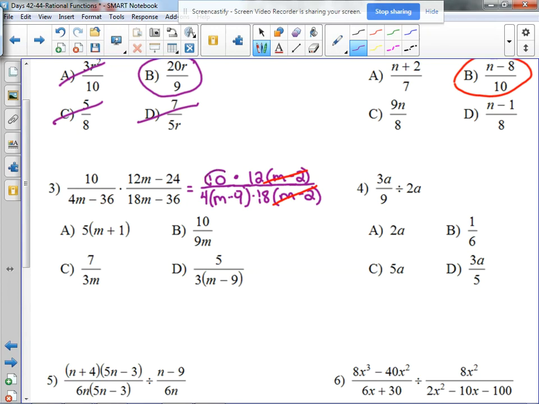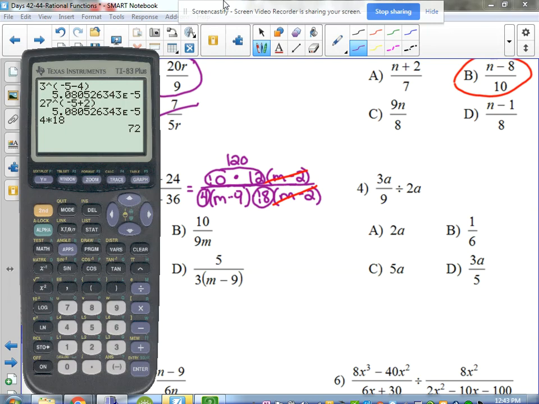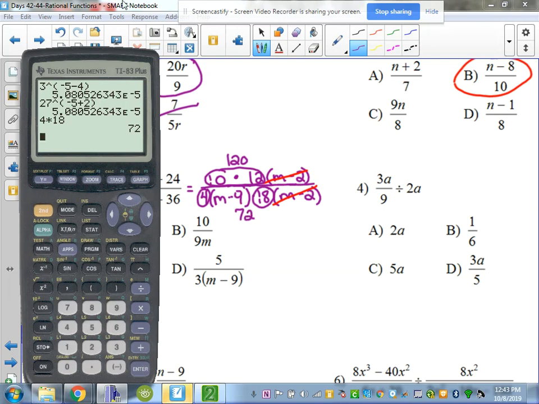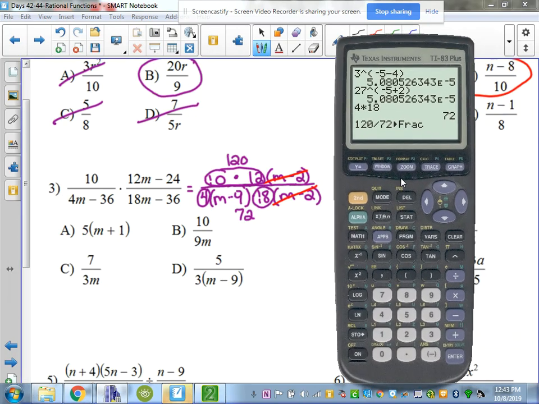We need to multiply 10 times 12, that's 120. We need to multiply 4 times 18. That is 72. And then we simplify the 120 over 72. Now, what do we think the answer is going to be? If you look at the answer choices, before I even do this, which one's the only one that really makes sense?